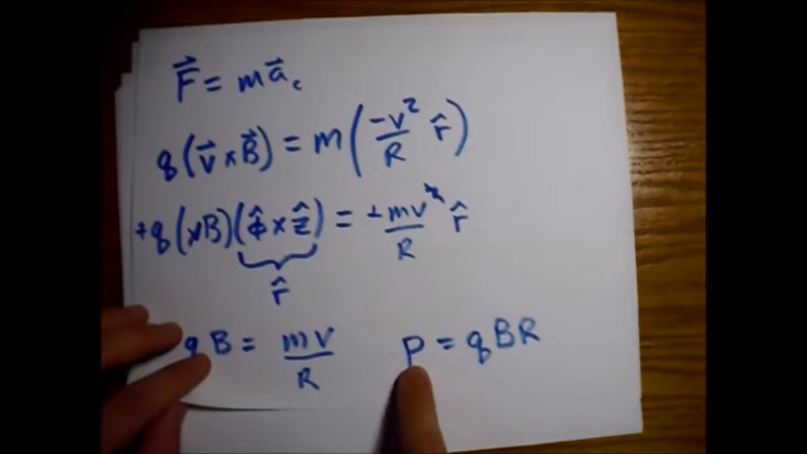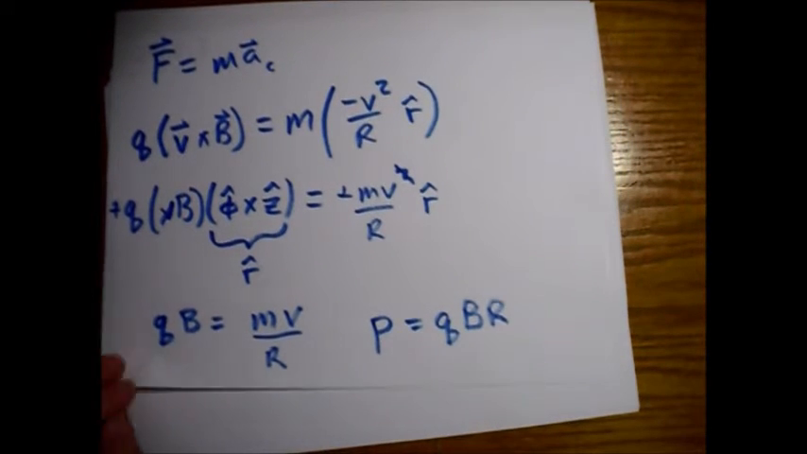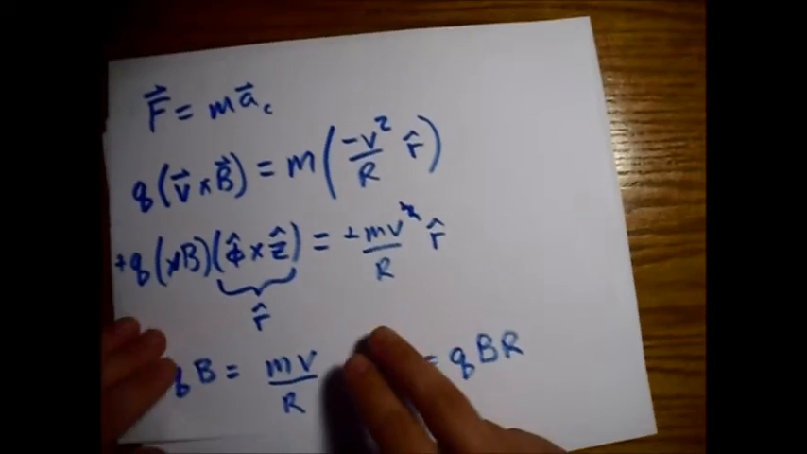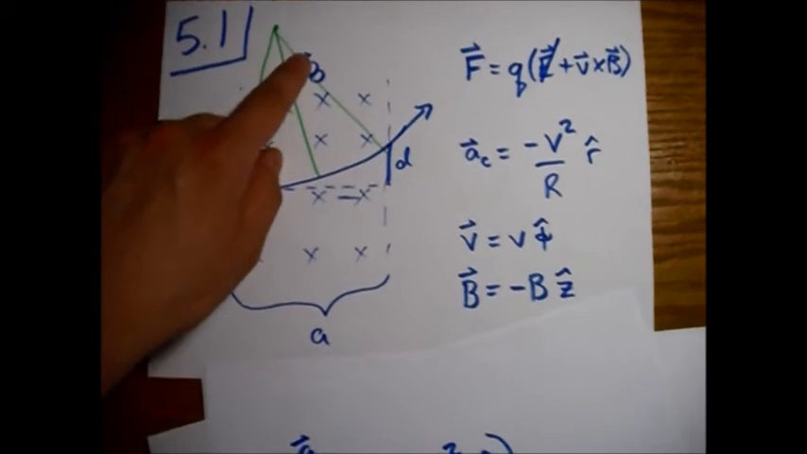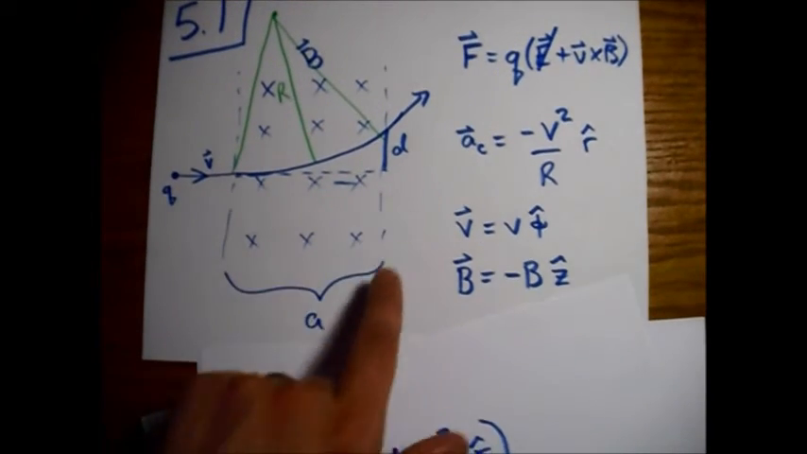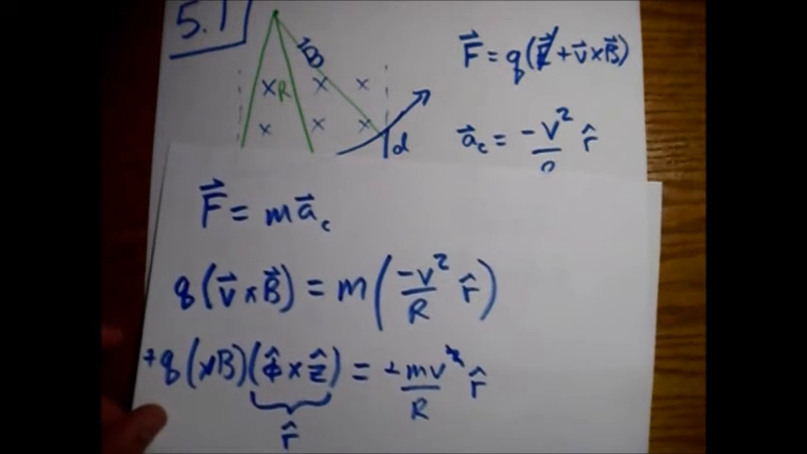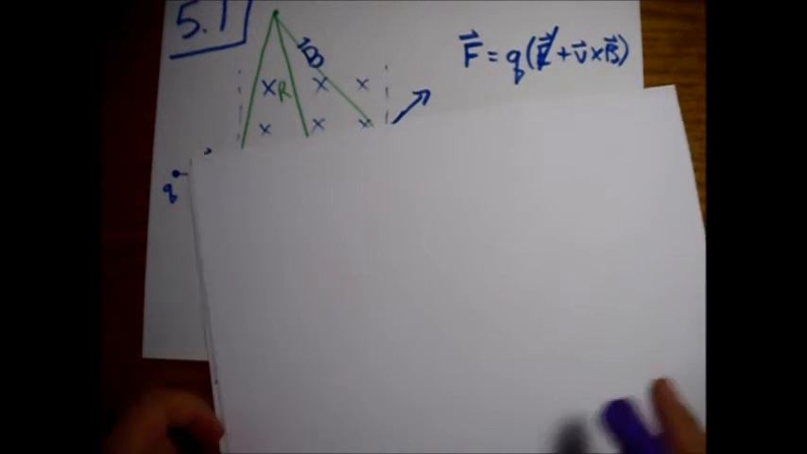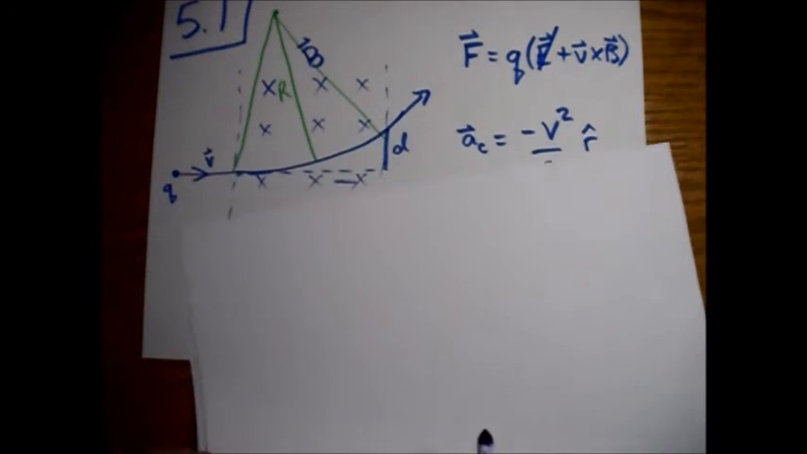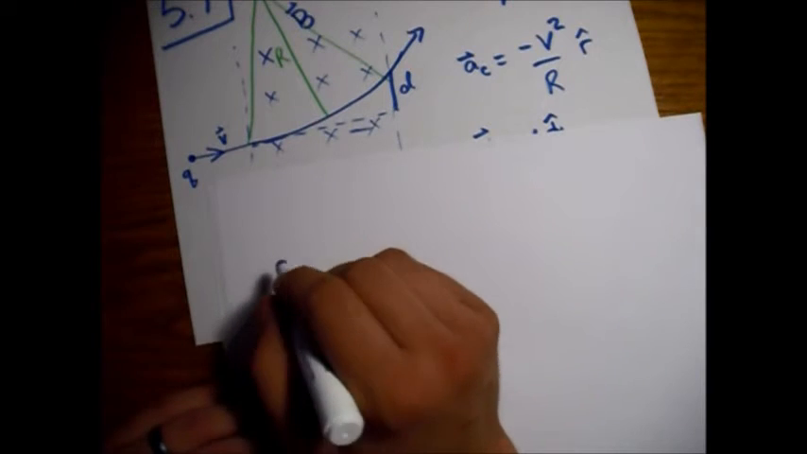All right, so now we just need to find what P is, and we need to put it in terms of our four original variables. We have the Q, we have the B, we just have to put it in terms of A and D. So we just have to find R in terms of A and D, and then we'll be done. So we'll just use the formula for a circle.